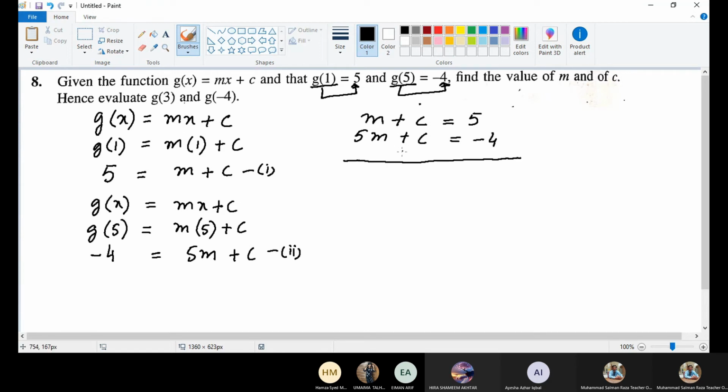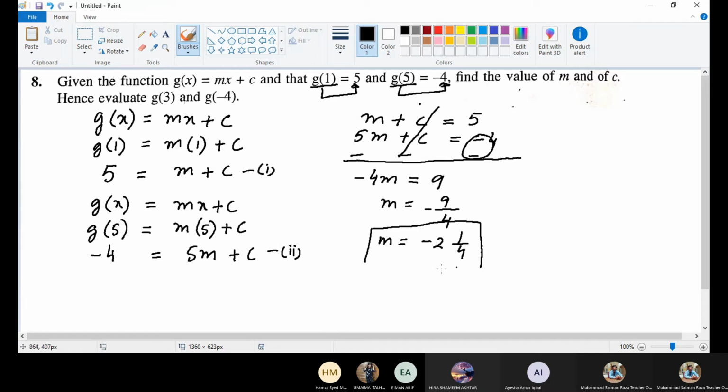I can see this c and this c are the same, and with the help of a minus sign I can cancel them. So I put a minus sign here and a minus sign over here as well. m minus 5m is minus 4m, and 5 minus minus 4 becomes plus 4, and 5 plus 4 is 9. So m's value is 9 upon minus 4, which is m equals minus 2 and 1 upon 4. This is the value of m I got.